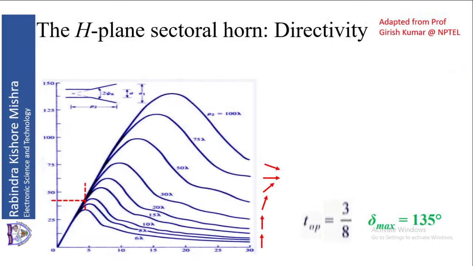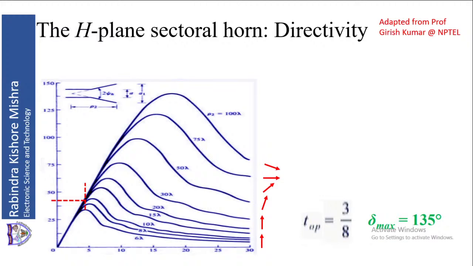Now let us come back to the directivity. Once you know the expression for directivity, we can draw the directivity curve. If we draw the directivity curve, you can see a trend. It goes to a peak, then gradually comes down, then slightly increases, then comes down. So this trend continues.